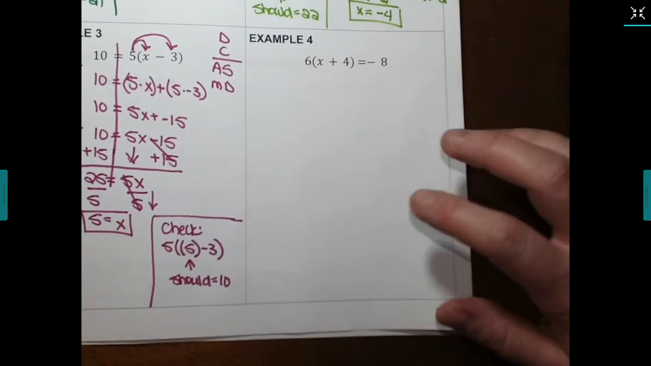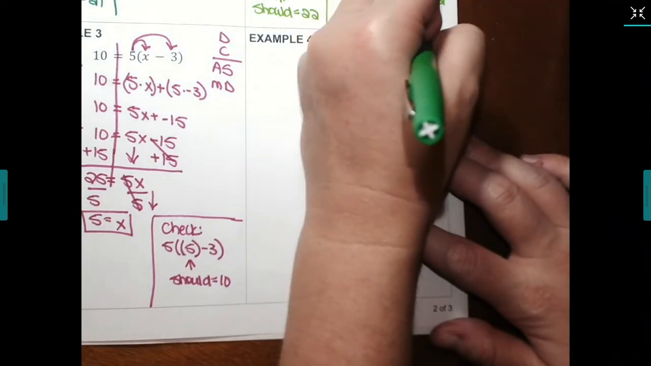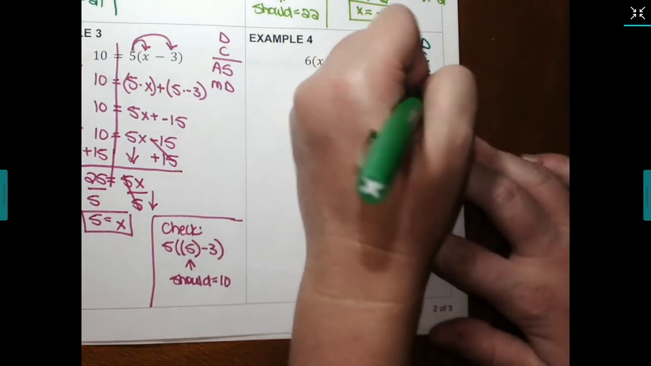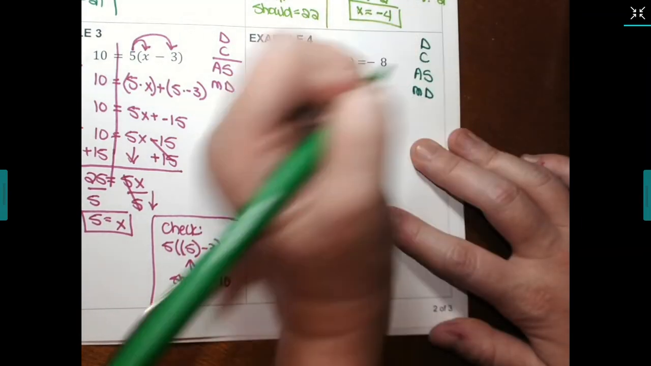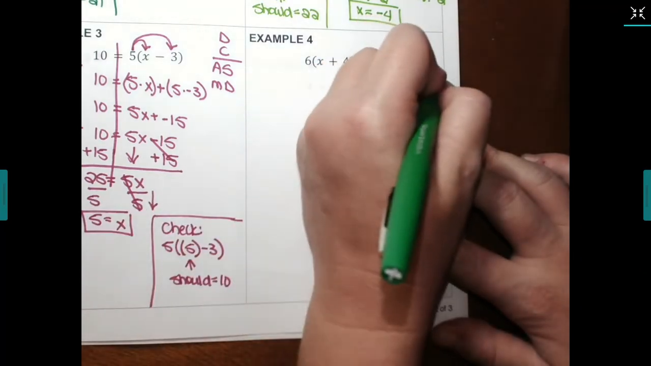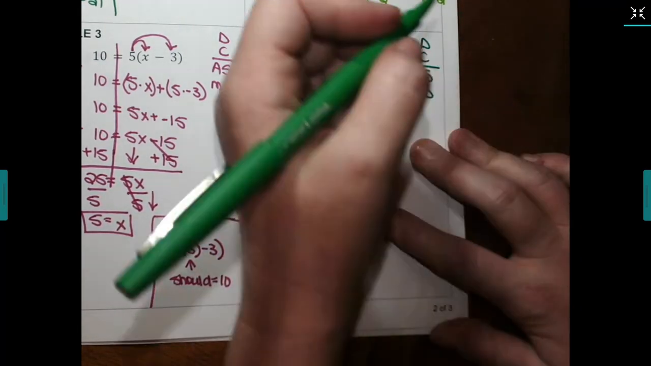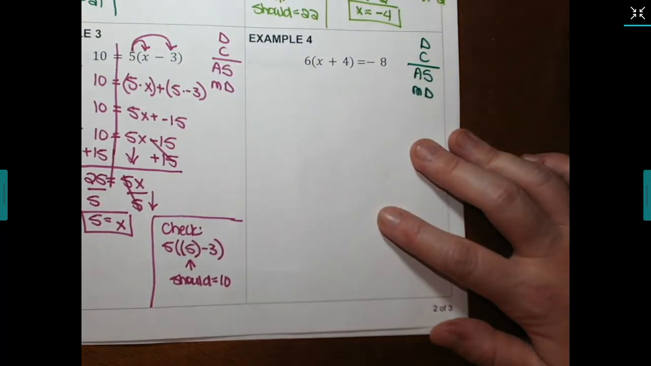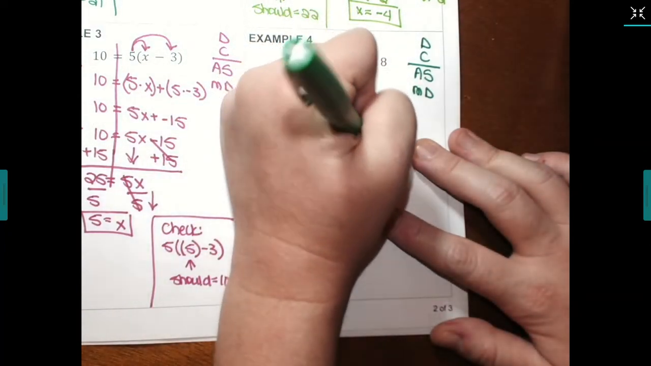Okay. Remember, I'm going to start with distribution, then I'm going to look for combining like terms, then I'm going to go for adding and subtracting, and I'm going to do multiplying and dividing last. All of this is I'm trying to get my variable by itself. I draw my line there to remind myself that these happen on one side and these happen to both sides. Okay? Let's draw our gate.